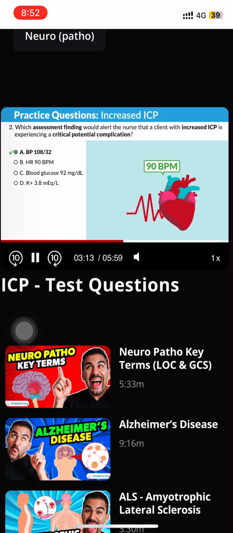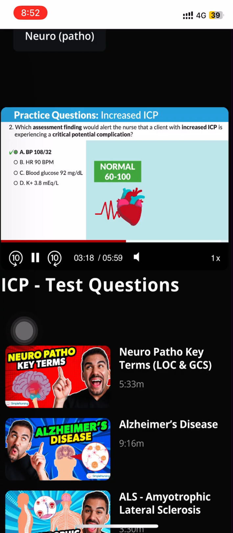Now option B, a heart rate of 90 beats per minute, is incorrect. Normal heart rate is between 60 and 100. For Cushing triad, we would expect the heart rate to be below 60, that is bradycardia.